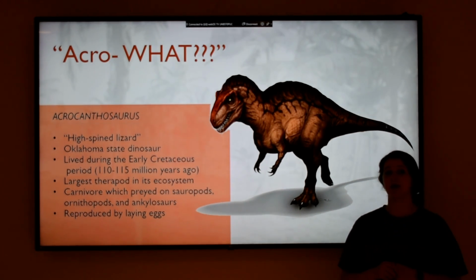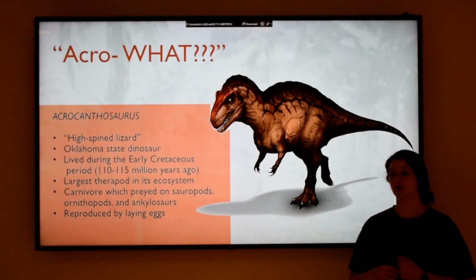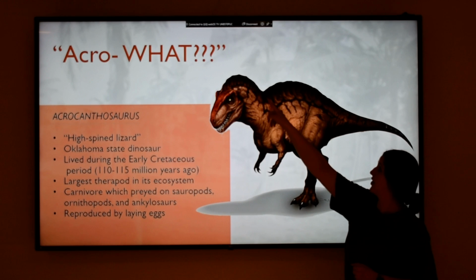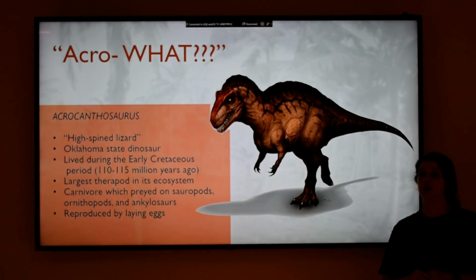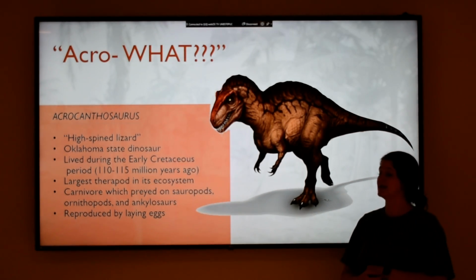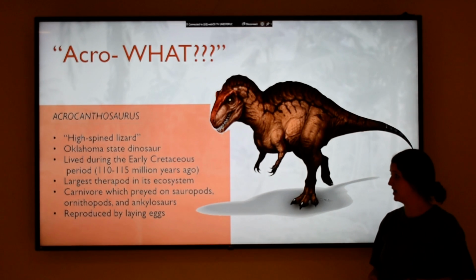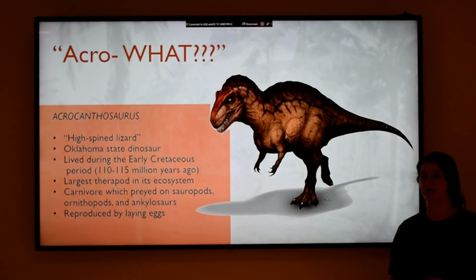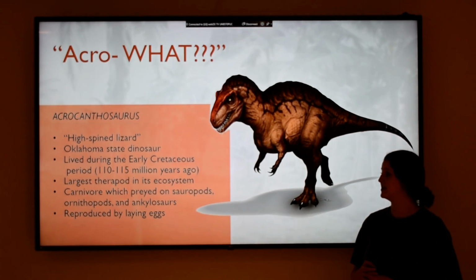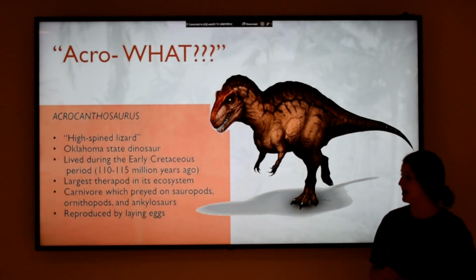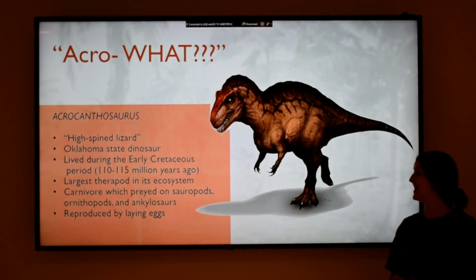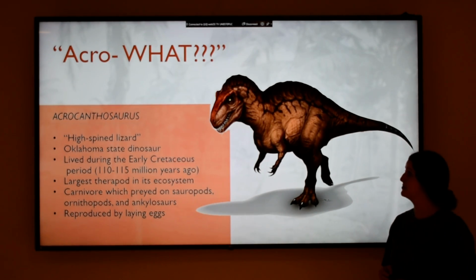The fossil that we have here at the museum is called the Acrocanthosaurus atokensis. The name means high-spined lizard because Acro had a spine that goes along their back. It was raised up a little bit, so it was a little bit higher than your normal spine. This dinosaur is the Oklahoma State dinosaur. It lived during the early Cretaceous period, which would have been 110 to 115 million years ago. It was the largest dinosaur in its ecosystem, and it preyed on dinosaurs like sauropods and ornithopods and ankylosaurs, and she reproduced by laying eggs.